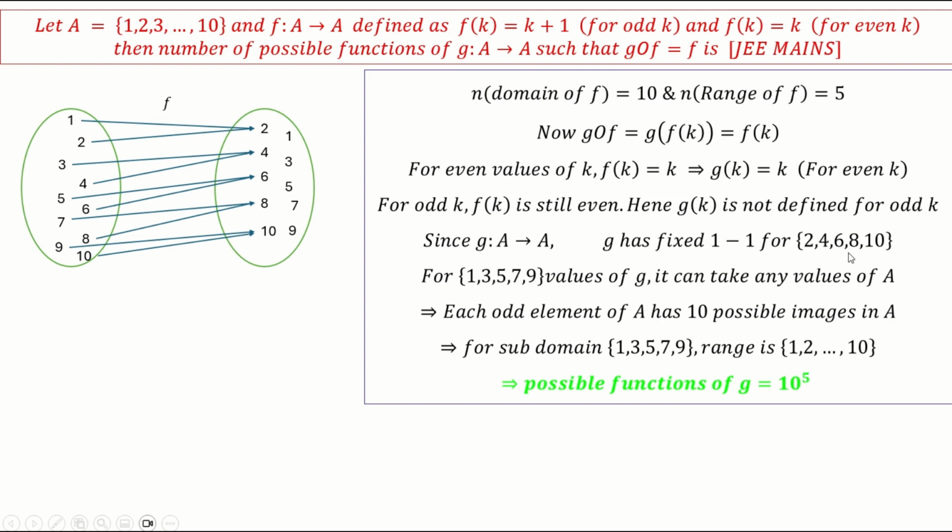And why are we not including this one? It should be plus 1? No, this is unique anyway. It's a 1 to 1 relation. Correct? There is no change. Whatever function you take here, this is always the same. 2 to 10, the even numbers, it is always the same. Hope you understand this.